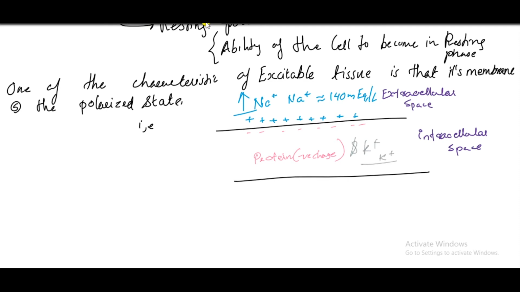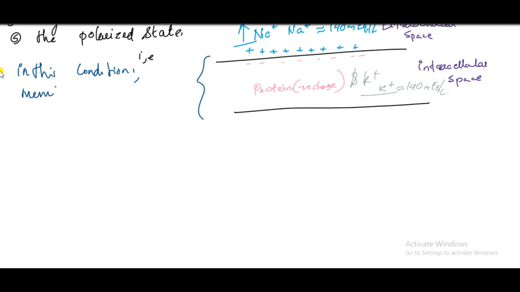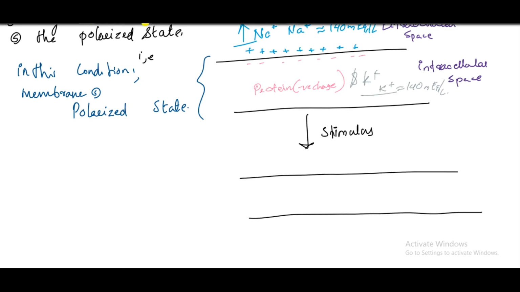In the intracellular space, there is predominantly protein, which has a negative charge, and it gives the negative charge to the membrane inside. And also we have potassium ions in the intracellular space, also approximately 140 milliequivalents per liter. In this condition, the membrane is in a polarized state or resting state. So what I drew above is the resting state of the membrane or the cell.